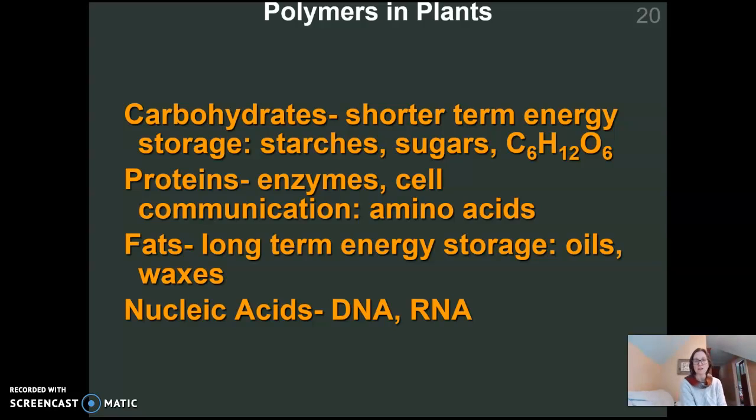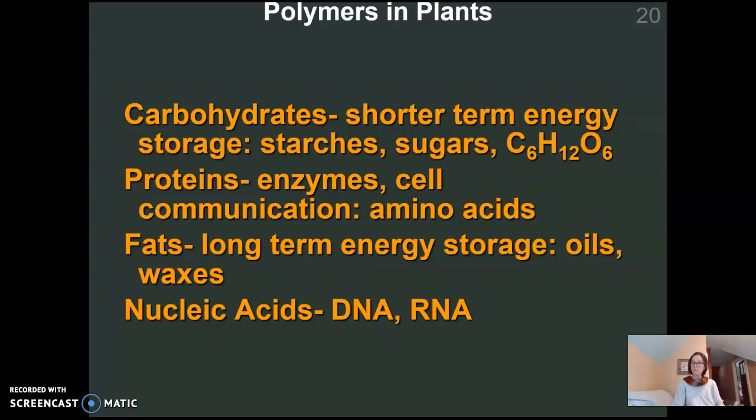So carbohydrates, we'll talk about those first. They're for short-term energy storage. These have the CHO configuration, and it's really for every carbon, there's twice as many hydrogens, and the oxygen ratio is the same as the carbon. So sometimes you'll see this as CH2O and multipliers of that. So these are our sugars, our starches, short-term energy storage.